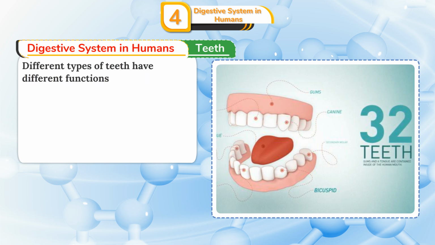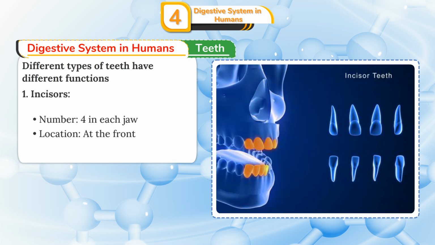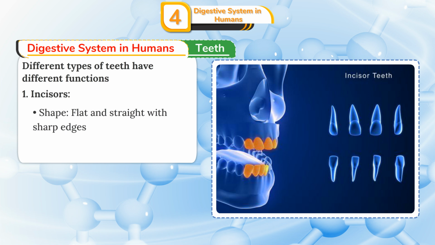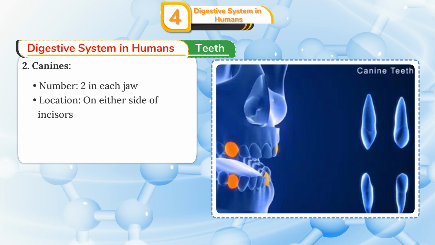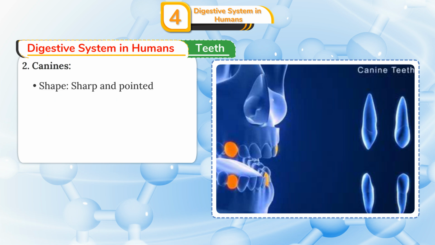Different types of teeth have different functions. 1. Incisors. Number 4. In each jaw. Location at the front. Shape flat and straight with sharp edges. Function used for biting and cutting food. 2. Canines. Number 2. In each jaw. Location on either side of incisors. Shape sharp and pointed. Function used for tearing food.